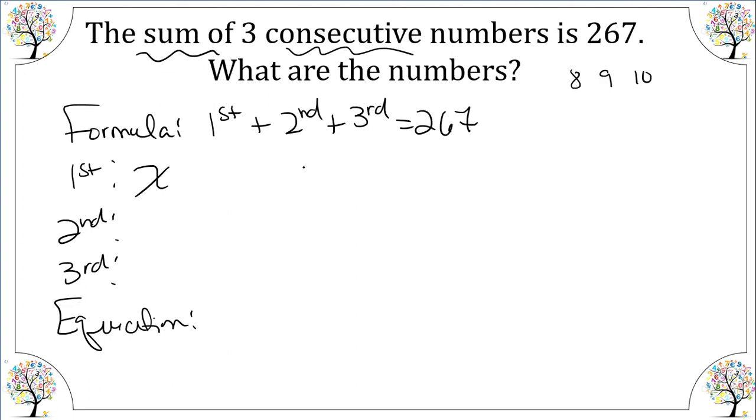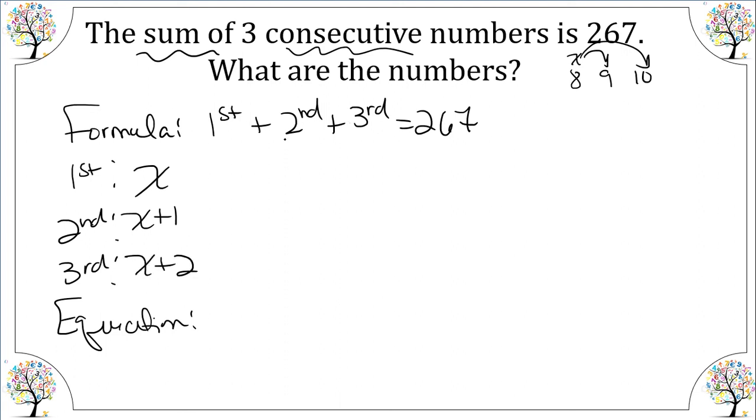So the second number, so if these were our numbers, they're not, but if these were our numbers and 8 was x, what would we do to x to get to 9? Well, we would add 1 to x. So our second number is x plus 1. If 8 is x, what would we do to x to get to 10? Well, 8 plus 2 is 10, so x plus 2.